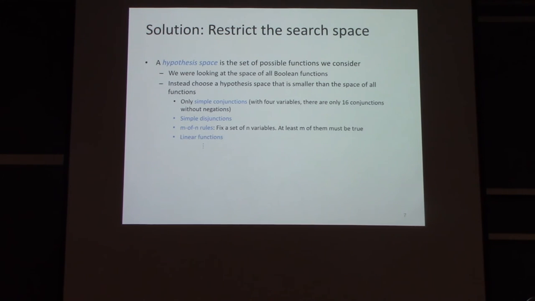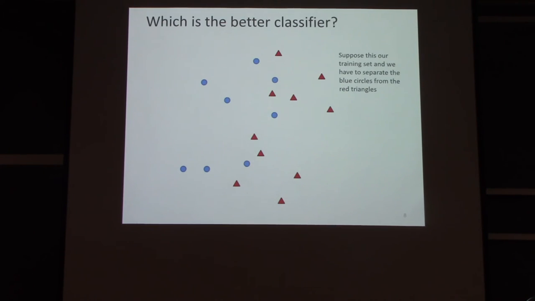Among the functions that we looked at were simple conjunctions, disjunctions, or at least I mentioned disjunctions, and these M of N rules. Today we look at linear functions. Now, before getting into linear functions, I'm going to show you two classifiers. Suppose this is your training set. You need to somehow find a way to separate, in this space, the triangles from the circles.